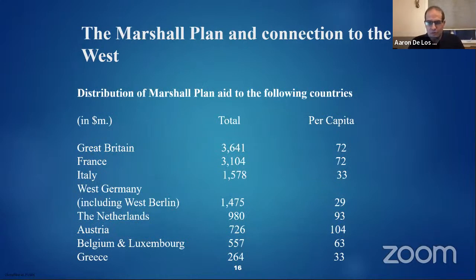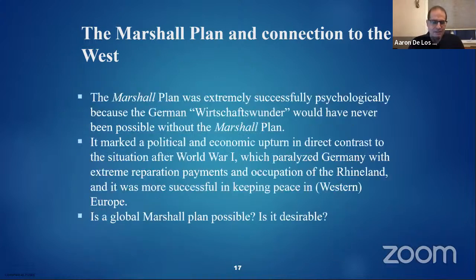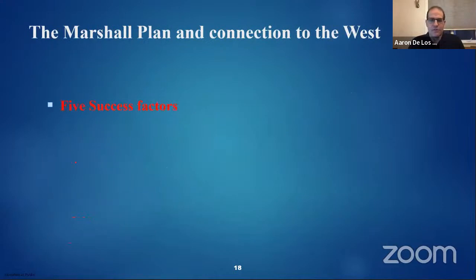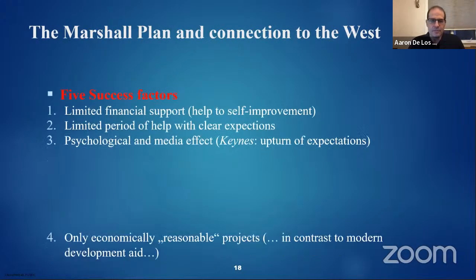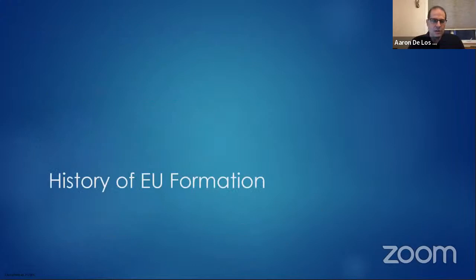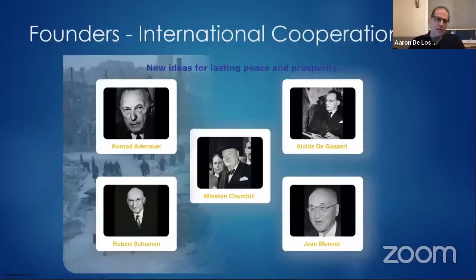So I'm not going to go through the Marshall Plan here because you can see that. Let's see. Why don't we keep going? So, the history of EU formulation here. So these are 5 names.